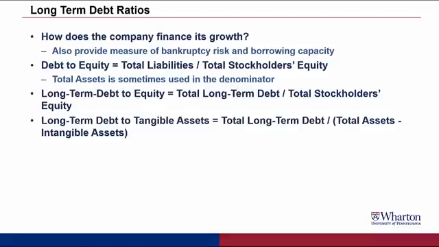And then finally, long-term debt to tangible assets. So we take total long-term debt in the numerator divided by total assets minus intangible assets. So what we're doing in the denominator is we're taking out intangibles like contractual rights or goodwill and leaving it with tangible or physical assets. Physical assets like inventory and trucks and buildings would be things that you'd be more likely to be able to sell if you had to liquidate. So it's basically a ratio of your long-term debt to assets that you could sell if you had to.